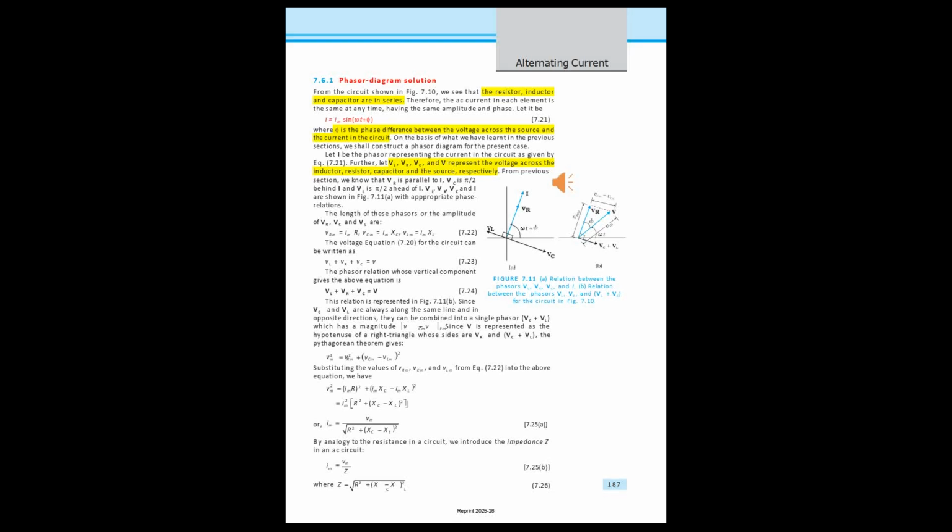By analogy to the resistance in a circuit, we introduce the term impedance Z in an AC circuit. That is given by Im equal to Vm by Z, where Z, which is called the impedance of the circuit, is given by root of R square plus XC minus XL the whole square, where XC is the capacitive reactance and XL is the inductive reactance.